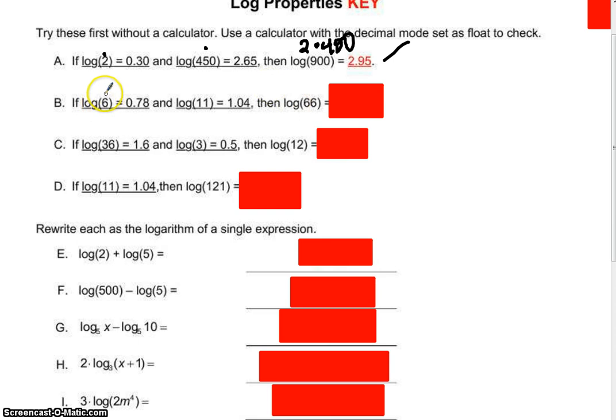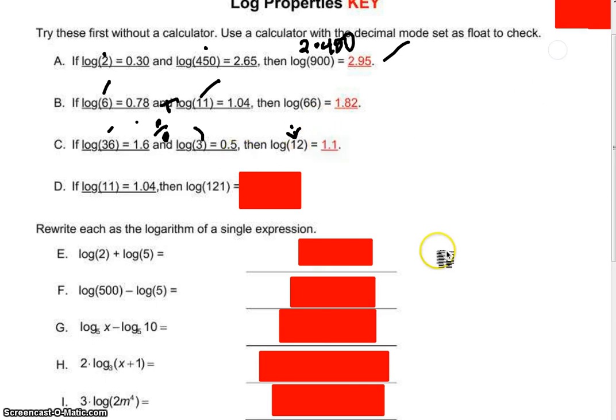66 is the same thing as 6 times 11. So multiplication becomes addition. So 0.78 plus 1.04 gives you 1.82. We have log of 36 and log of 3. If you were to divide 36 by 3, you would get 12. And so division becomes subtraction. So this is 1.6 minus 0.5, and you get 1.1.